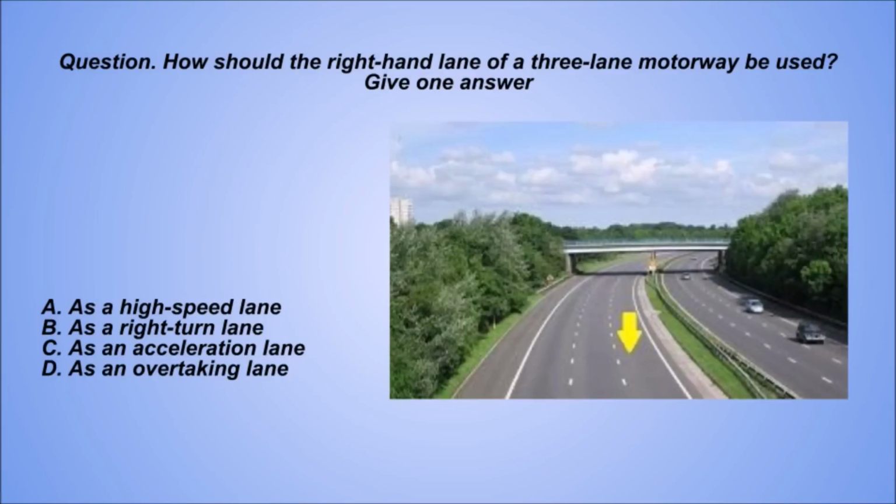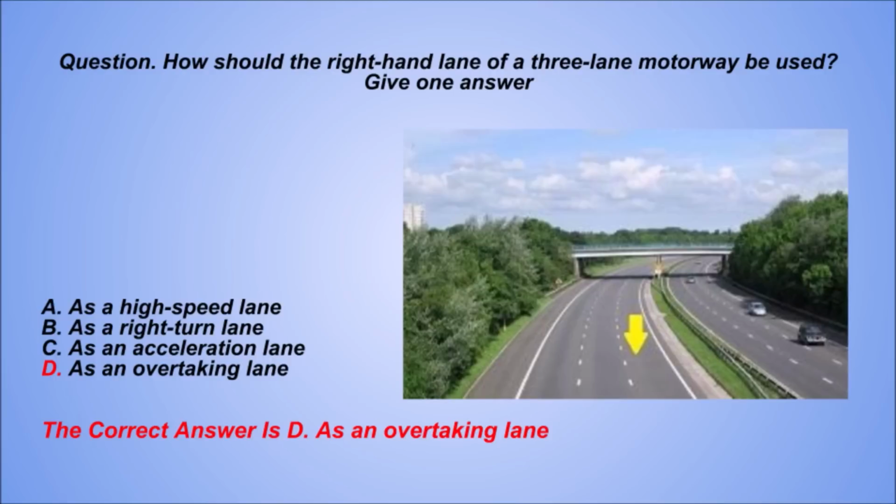Question: how should the right-hand lane of a 3-lane motorway be used? Give one answer. A. As a high-speed lane. B. As a right turn lane. C. As an acceleration lane. D. As an overtaking lane. The correct answer is D.